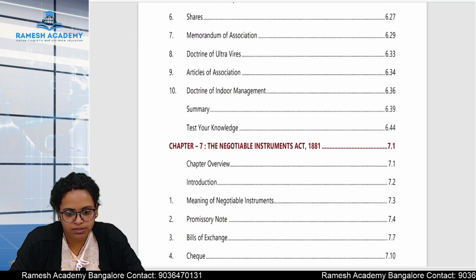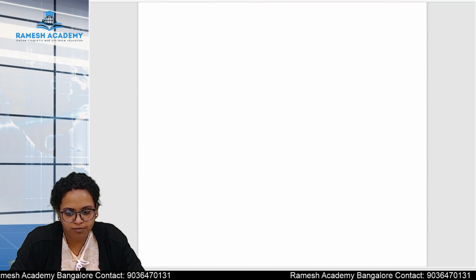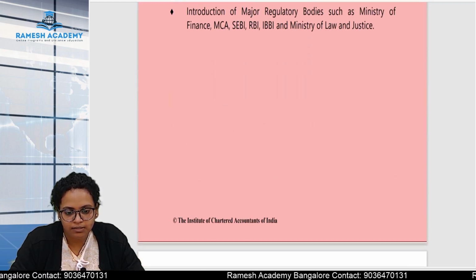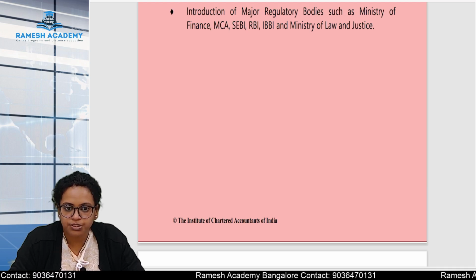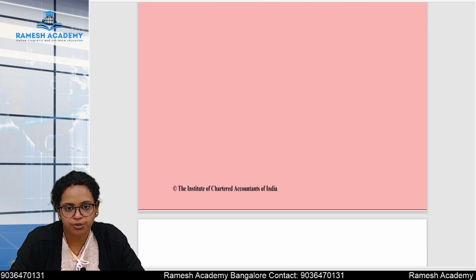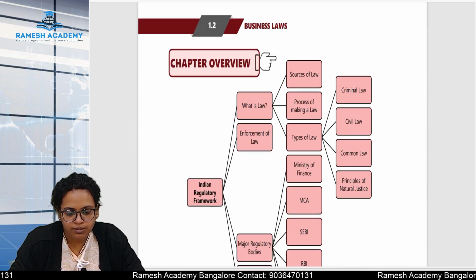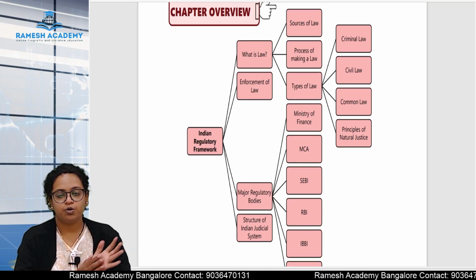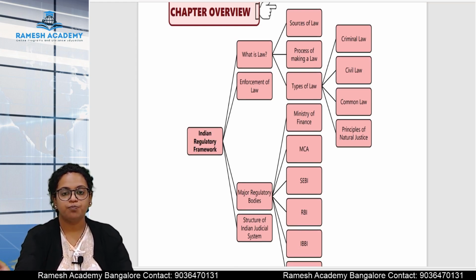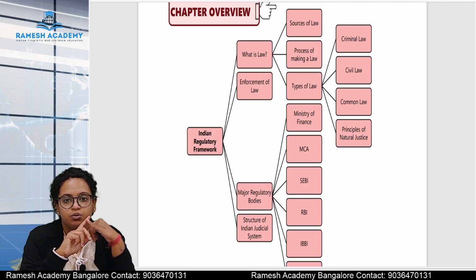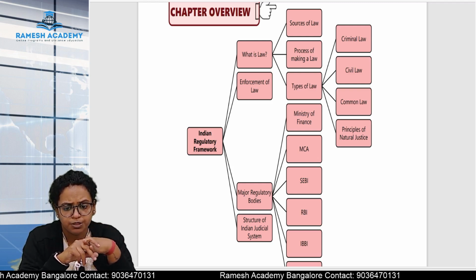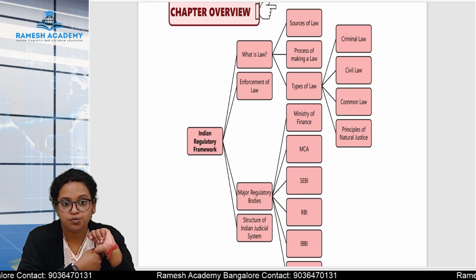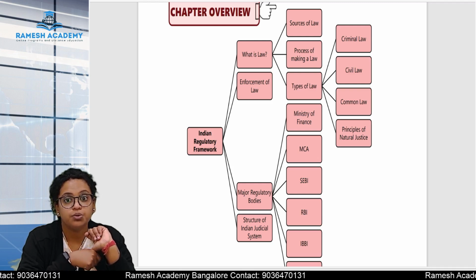As you all know, this paper is full of theory, so you don't have to be scared of a theory paper. I'll make you mark the important points, so you can just look at the important points. In the first chapter we have an overview chart which says what we are going to learn. We learn what is law and what is enforcement of law. Then in what is law, we also learn the sources of law. The main source of law is the Constitution.